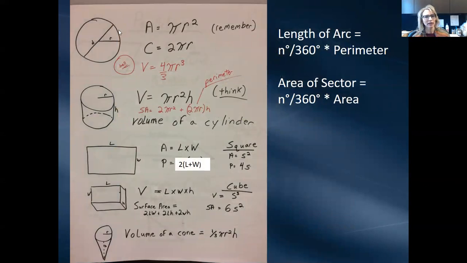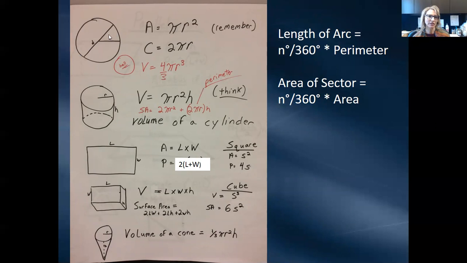An arc would be like this, an arc out here. And so if you had an arc that was, say, 90 degrees, an arc that covered 1/4 of this circle, you would put 90 over, so whatever the degrees were inside of that angle, you'd put 90 over 360 and times it by the perimeter, because you're basically just taking a proportion of that perimeter for the length of the arc.